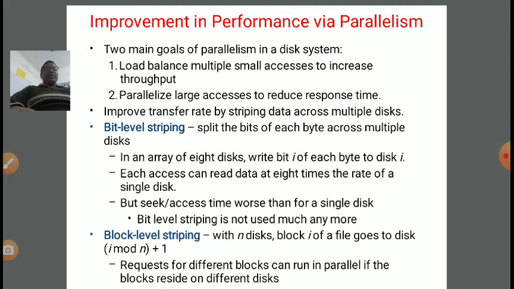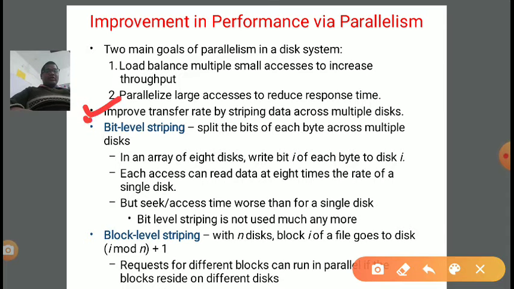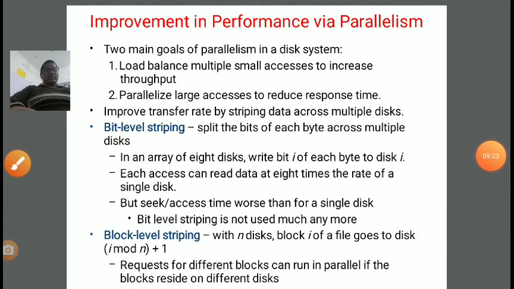Okay. Now it will improve the transfer rate by striping data across multiple disks. Clear? Now, bit level striping. Before bit level striping, this point is very important. It improves the transfer rate by striping data across multiple disks. Now next is bit level striping. In bit level striping, we split the bits of each byte across multiple disks. Okay, splitting the bits across all the multiple disks. In an array of 8 disks, write bit i of each byte to disk i. Okay, bit i corresponds to disk i.